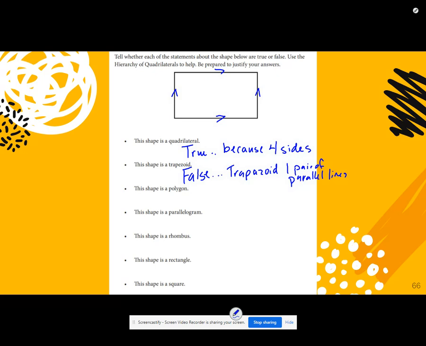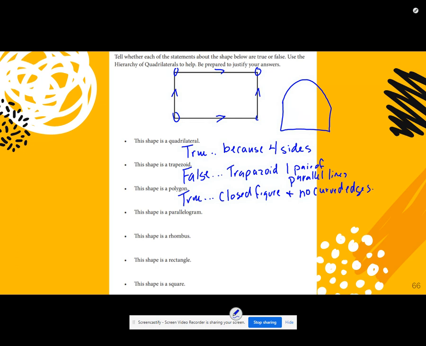This shape is a polygon. That would be true. How do you know? Because it is a closed figure, right? All the sides are connected, and no curved edges. It doesn't look like this, right?